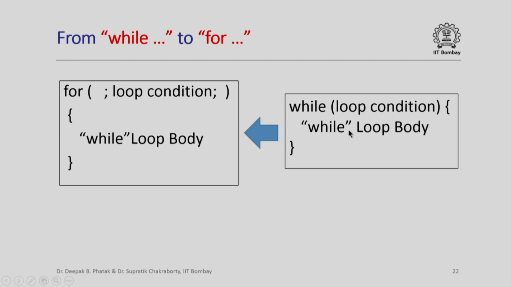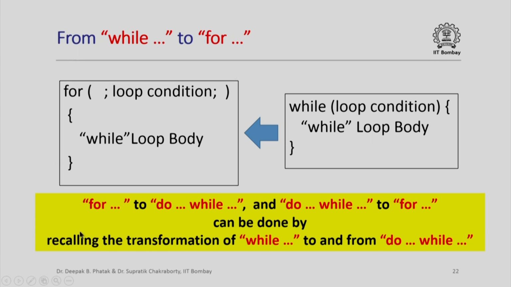Similarly, of course, we can convert a while loop to a for loop where there is nothing to initialize, there is nothing to execute at the end of every iteration, we just have the loop condition and the while loop body here. And of course, we can easily transform for loops to do while loops or do while loops to for loops, because we have already seen in an earlier lecture that while loops can be translated to and from do while loops, and we have just seen how for loops can be translated to and from while loops.